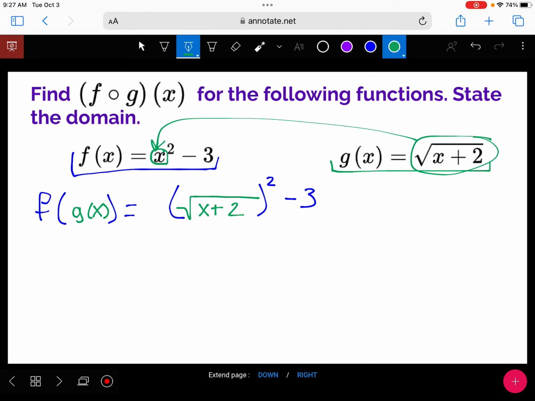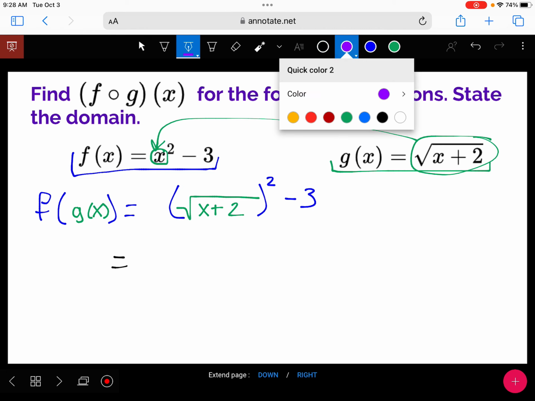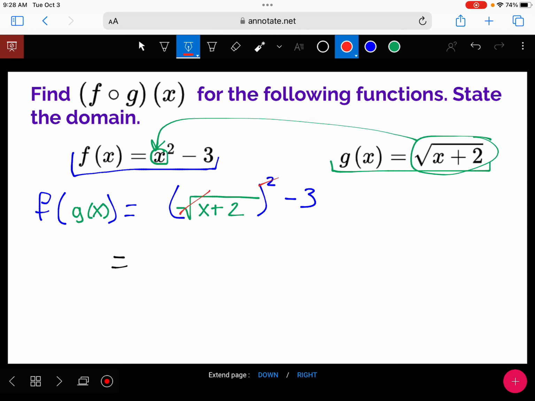What happens when we come in to simplify? The square root and the square cancel out. And we're left with just x plus 2 minus 3. So our function rule is x minus 1. Now we're going to find our domain, which means I need to look at my domains of my two composing functions.